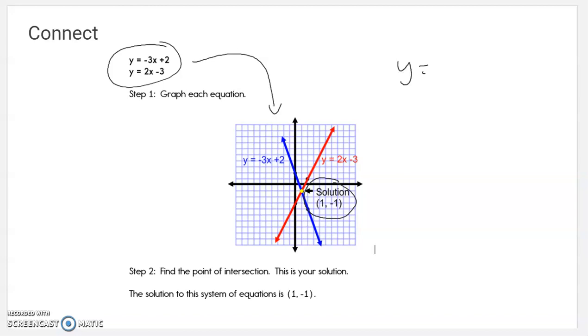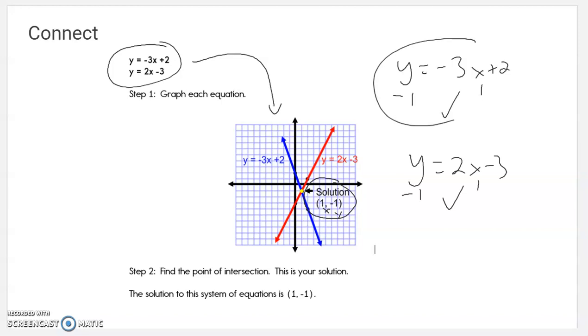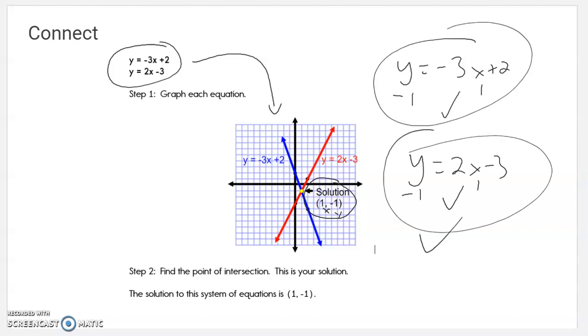Just to double check, if you go to that first one, negative 3x plus 2, if this is the solution, x and y, if x equals 1, y should equal negative 1. Can make sure that they do. Negative 3 times 1 is negative 3 plus 2 is negative 1. That's true. And it should work for the second one as well. If x equals 1, y should equal negative 1. Is that true? 2 times 1 is 2, minus 3 is negative 1. It is. So that one ordered pair is true for both equations, and that's the solution.